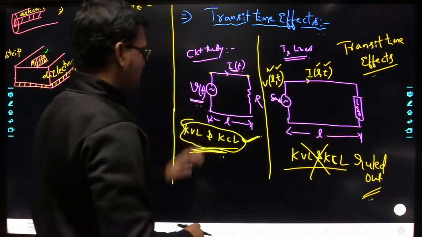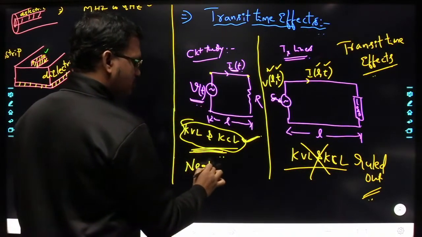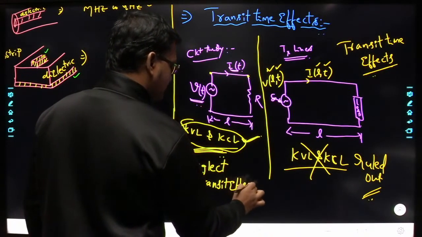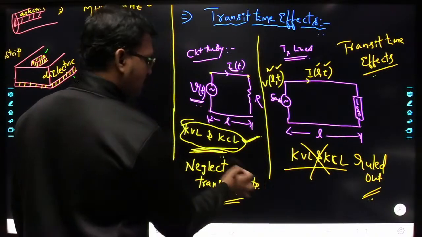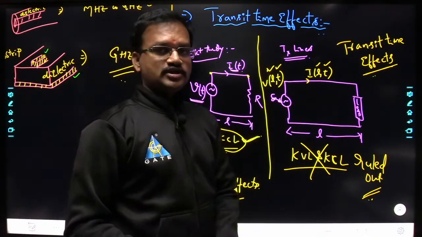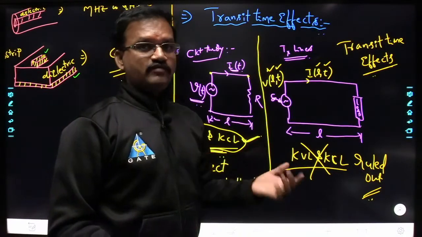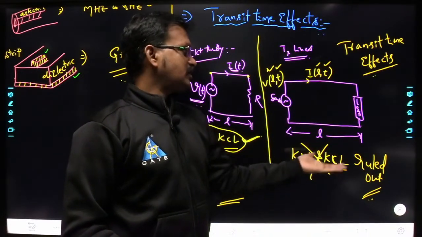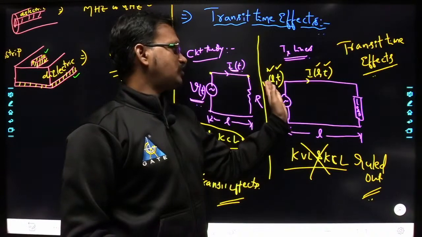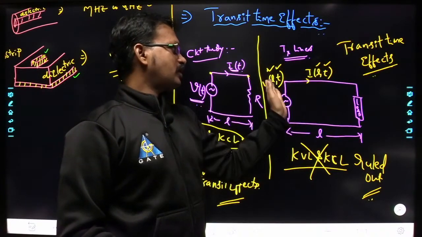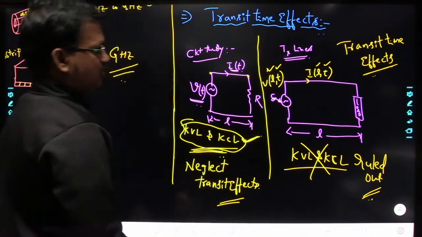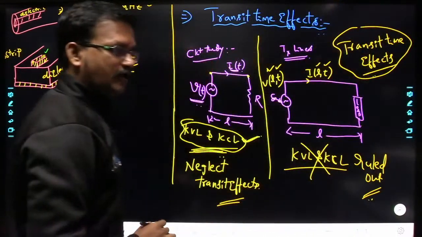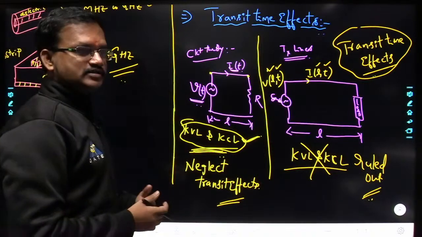While dealing with circuit theory, we neglect these transit time effects. But whenever we are dealing with transmission lines, you cannot neglect them. They become significant here, so you should not neglect them. That's why KCL and KVL are ruled out, and voltages and currents become functions not only of time but also of length. The main reason for these differences is transit time effects. Now we will see what we mean by transit time effects.